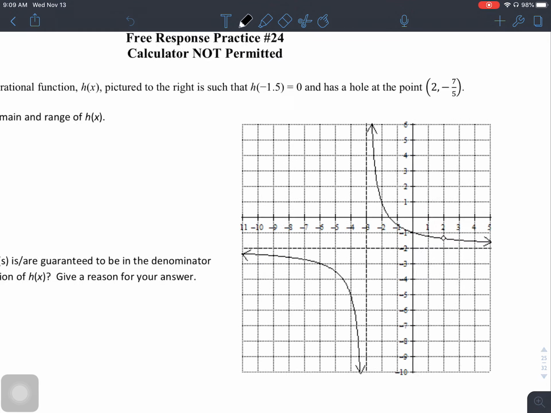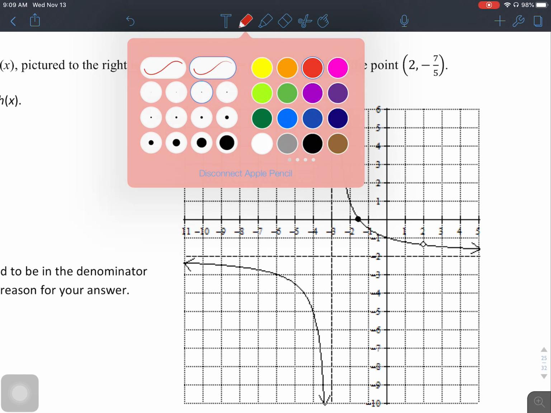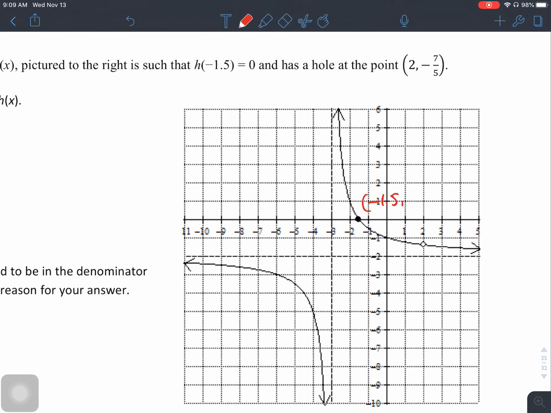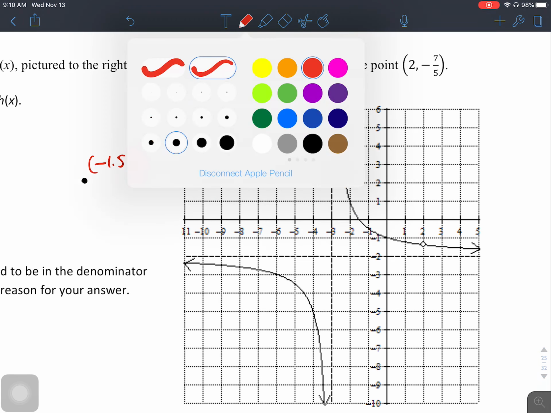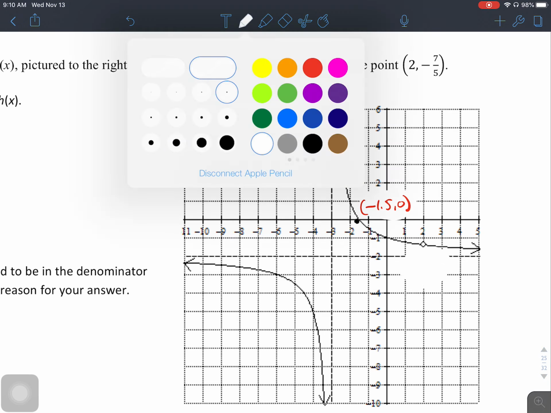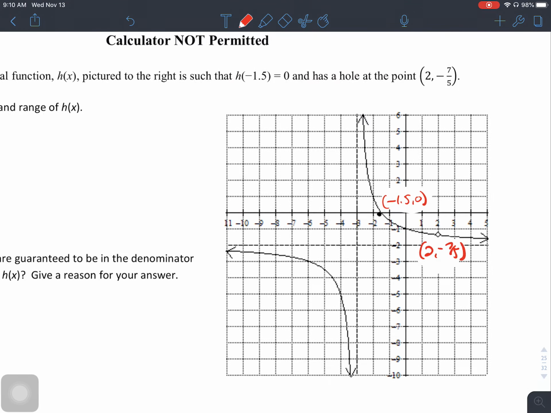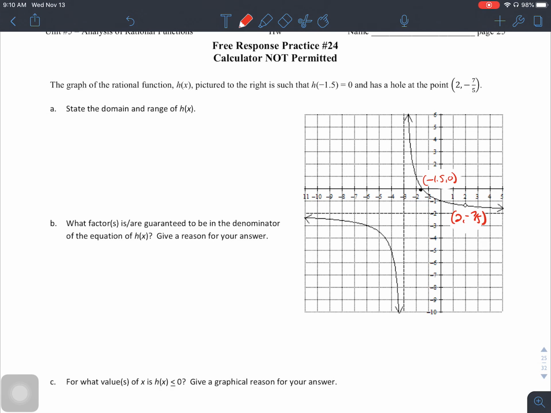I'm going to add these things to the picture. It's going to make this easier for me. So this x-intercept right here, that's negative 1.5, 0. And we have the coordinates of this hole, which I'm just going to put right here: 2, negative 7/5. It's really nice to see stuff in the picture. It makes things a little more easy to figure out.